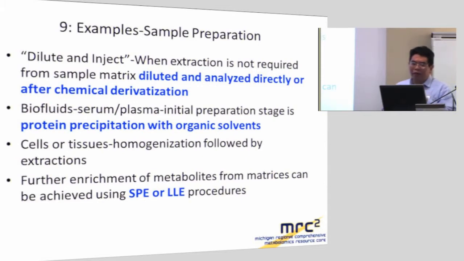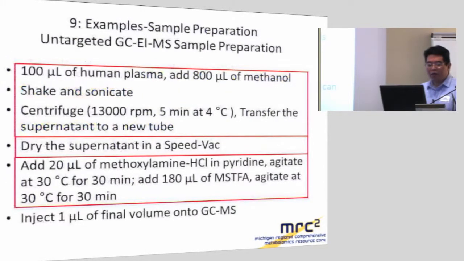And for most biofluids, for example serum or plasma, the initial stage is protein precipitation, because a large amount of protein in the serum or plasma sample can easily clog our system. So it has to be precipitated to remove 100% if possible. And for cell and tissue, you have to homogenize first, of course, to break the cell before you can do extractions. And the final step is usually solid phase extraction or liquid extractions.